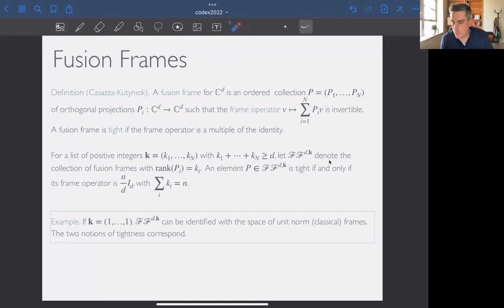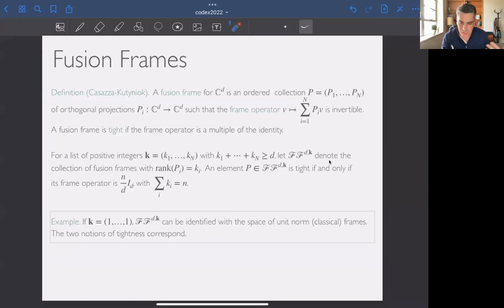Okay, and now I want to specify some special fusion frame spaces. So I'll pick a collection of what you should think of as ranks. I'll pick a vector of ranks, and I'm going to prescribe that the ranks of my orthogonal projections are given by this vector. So these are the dimensions of the subspaces I'm projecting onto. Then I'll let FF for fusion frame, superscript D, subscript vector K, denote the collection of fusion frames with those prescribed ranks.